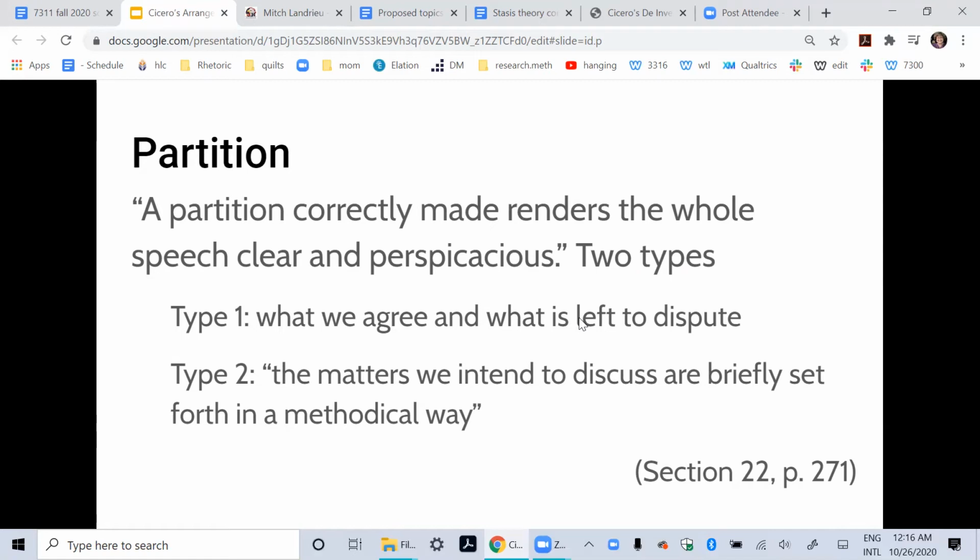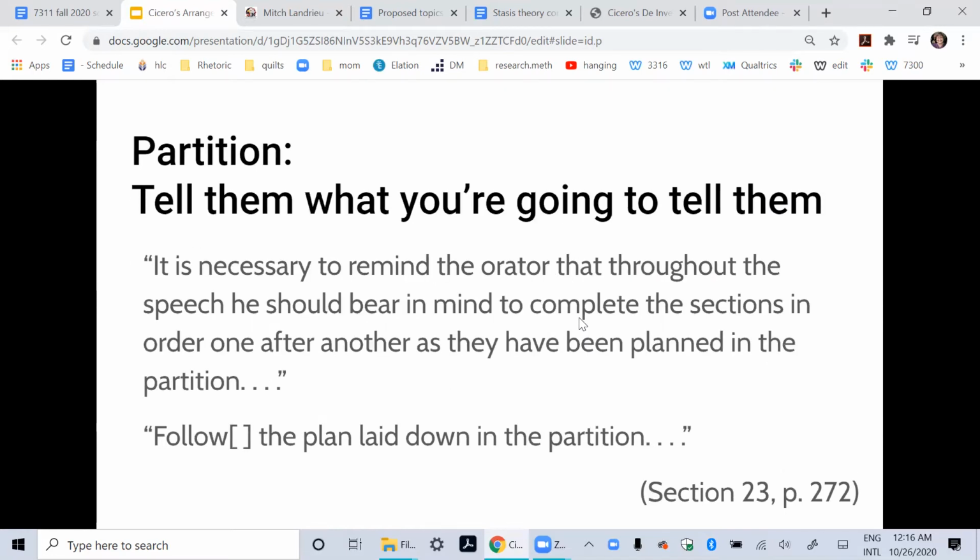Or type 2, which is what we're going to see with Landrieu's speech, where the speaker says, this is what we're going to talk about. The matters we intend to discuss are briefly set forth in a methodical way. This is a thesis statement. If you were in a speech class, you would be told that you should tell them what you're going to tell them, then tell them, and then tell them what you already told them. It's this first one. Tell them what you're going to tell them.